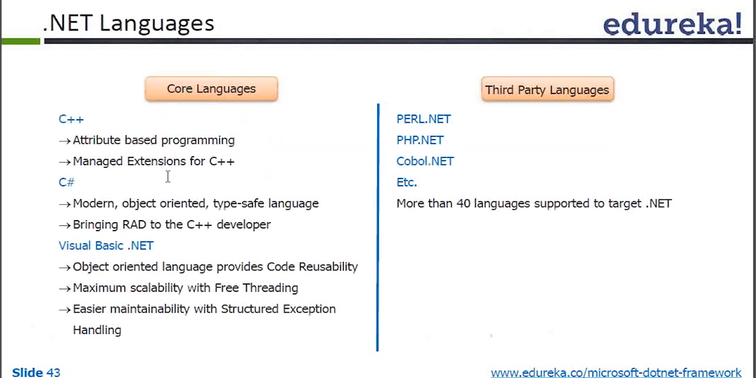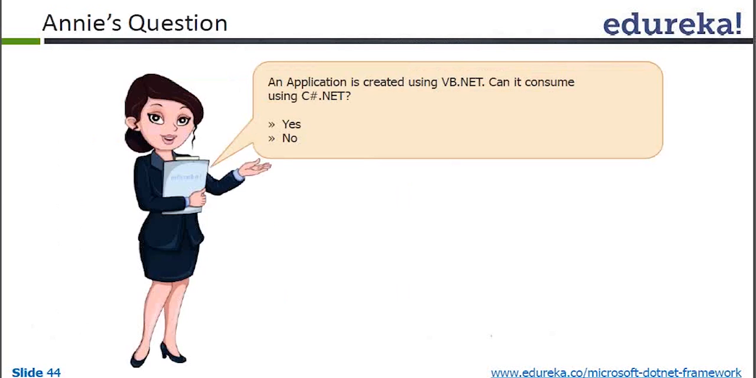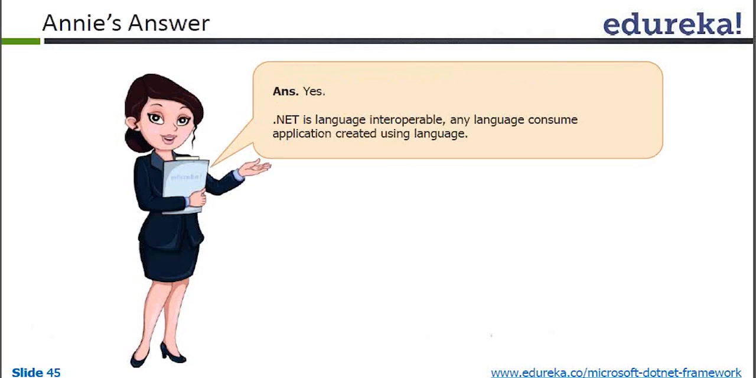The .NET core languages, you can say, are C++, C#, VB.NET. Some third-party languages or plugins you can call them Perl, PHP, Python, etc. Whatever it may be, an application created in one language, say VB.NET, can be consumed with .NET. Absolutely, we can do it, with the help of a feature called language interoperability.